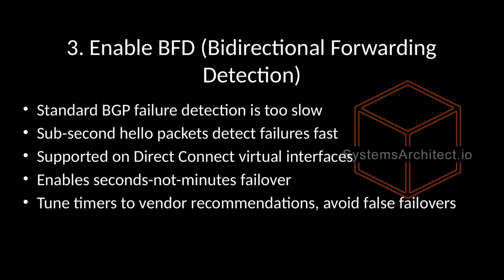3. Enable BFD, bidirectional forwarding detection. Standard BGP failure detection can take tens of seconds. That delay means dropped traffic and frustrated users. Bidirectional forwarding detection, or BFD, works differently. It sends lightweight hello packets at sub-second intervals. A failure gets caught in a fraction of the time.